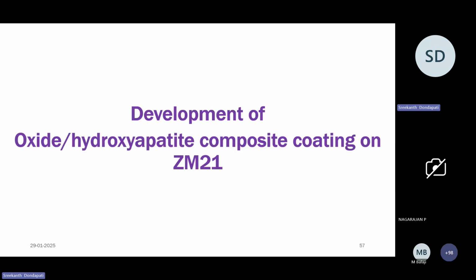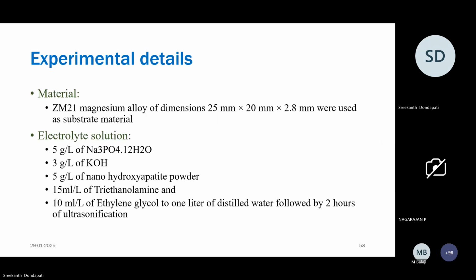So I have developed, using this technology, a hydroxyapatite-induced coating. I have coated hydroxyapatite on the ZM21 magnesium alloy using this technique, and I could successfully develop it. These are the electrolyte solutions I have used: sodium phosphate and potassium hydroxide, and I have added hydroxyapatite powder and, of course, triethanolamine to charge these powders.